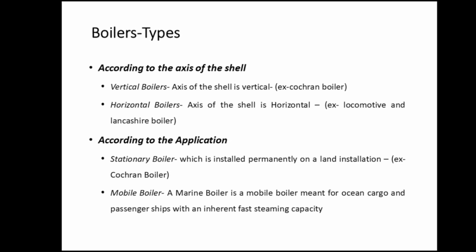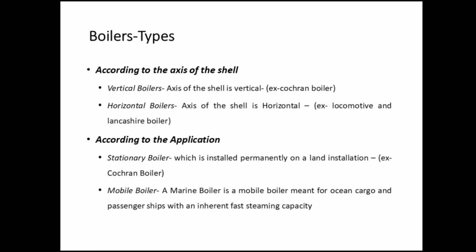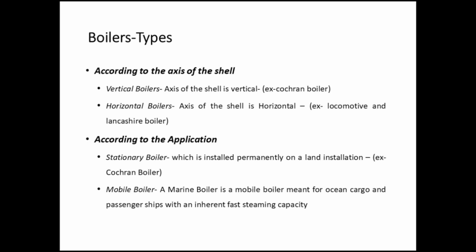Boiler types according to the axis of the shell. Vertical boilers: the axis of the shell is vertical. Example: Cochran boiler. Horizontal boilers: the axis of the shell is horizontal. Examples: locomotive and Lancashire boiler.